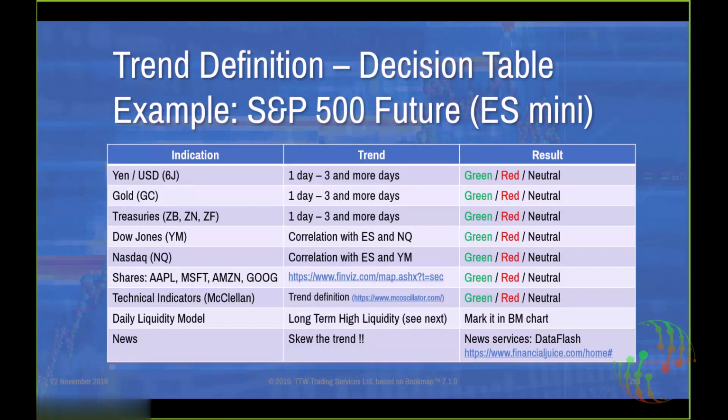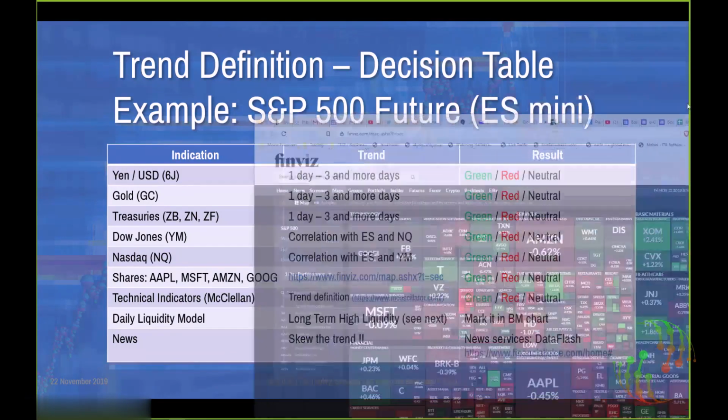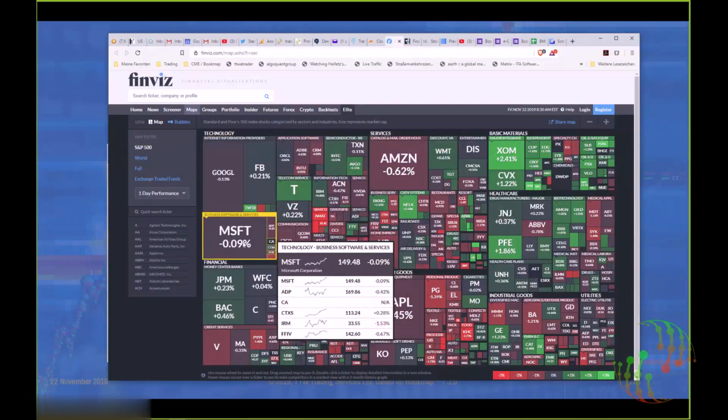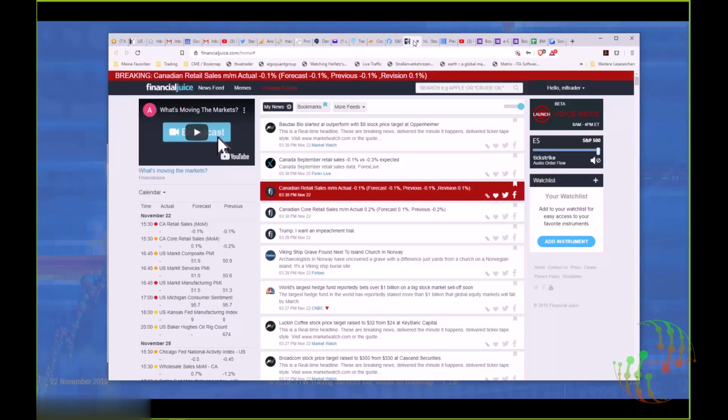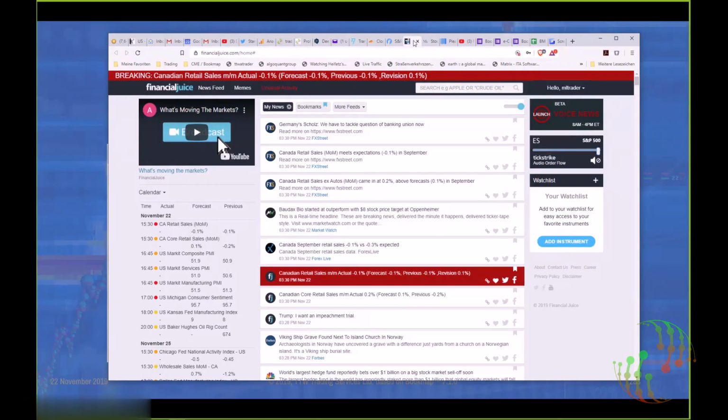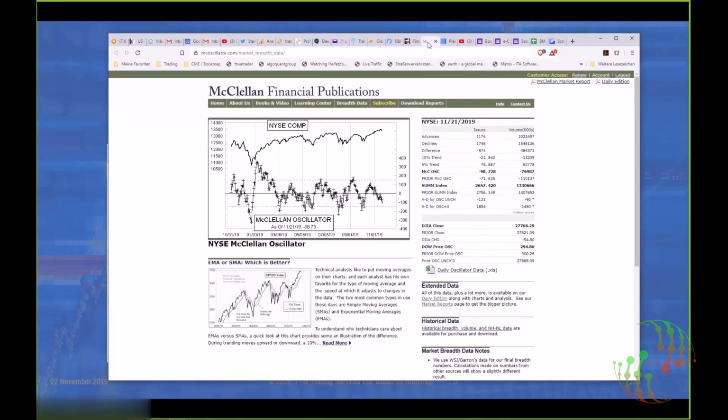The technical indicators, if you want to look at them, if you are going to the shares, you will see everything is red, but this is the state of yesterday. Yes, I have some news here, and if you want to see any other indicators, the confirmation is that it is going down. This is, I think, yesterday's measurement of the McClellan, for example.